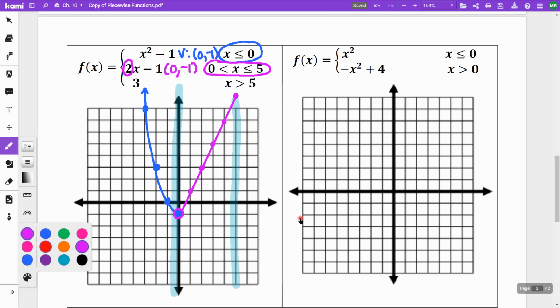Now, the next piece of this is a horizontal line, and I want it from where x is greater than 5. So I'm going to go to 5. I'm going to go up 1, 2, 3, because this is a horizontal line at 3. And that is my graph.